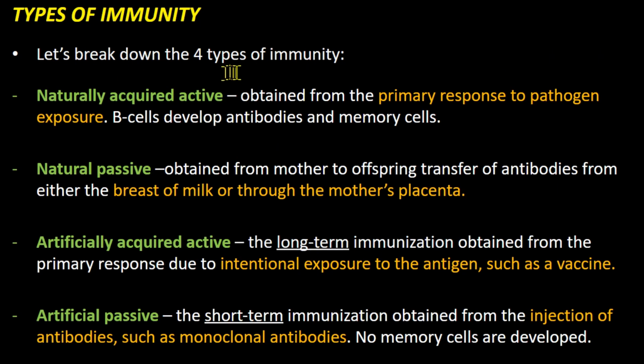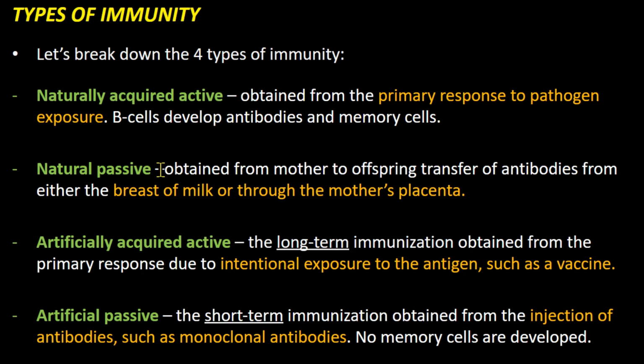Now let's break down the 4 types of immunity. We have naturally acquired active, and this is obtained from the primary response to pathogen exposure. So this is like when B cells develop antibodies and memory cells. This is like if you get COVID-19 just by walking around and you get it from somebody, and then you develop antibodies and recover from it.